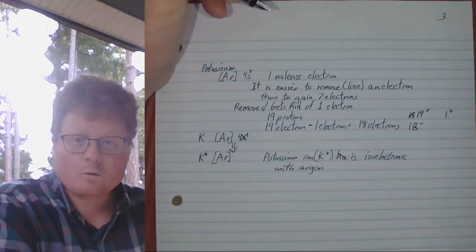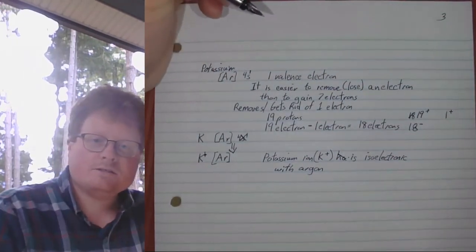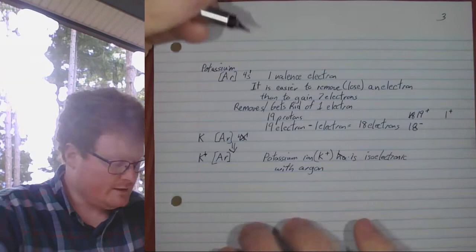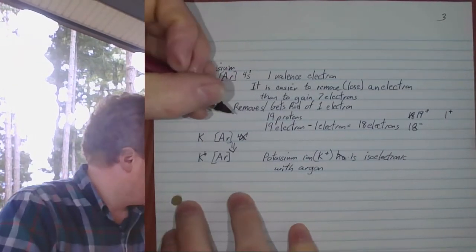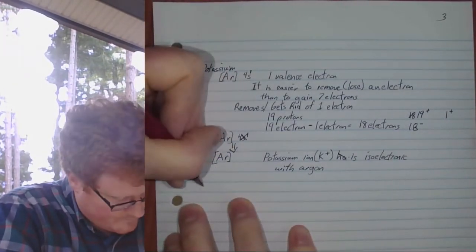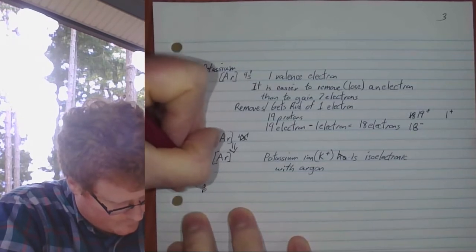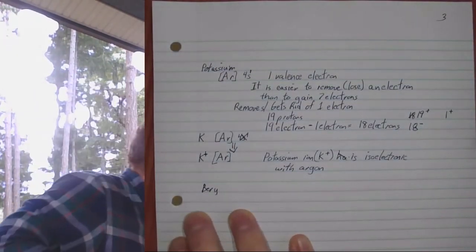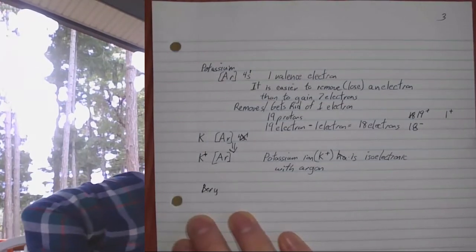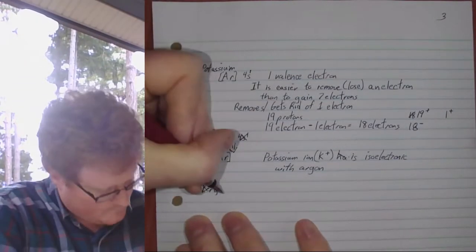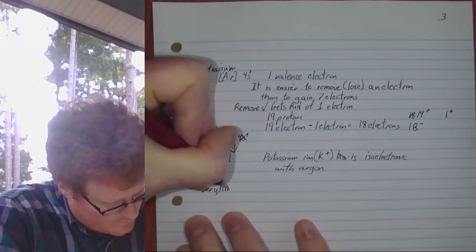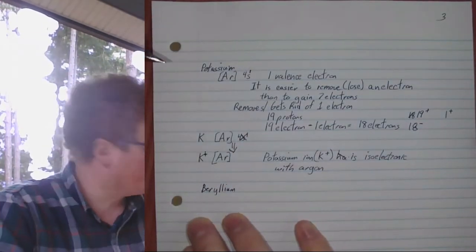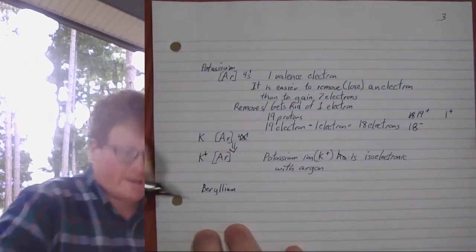Cool. All right. There's some things. So let's take a look at beryllium. I don't know why I chose beryllium. I can never spell it. B-E-R-Y. I was going to put an extra I in there. So beryllium. We'll go with beryllium 9.